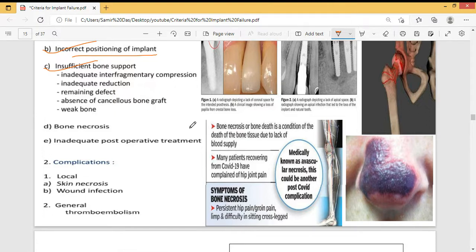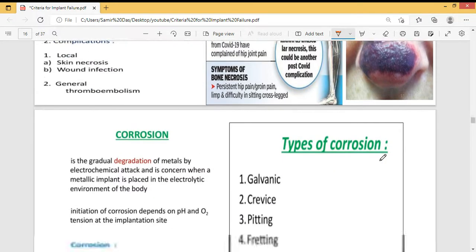Bone necrosis, or bone death, is the condition of the bone when the bone tissue dies due to lack of blood supply. Ultimately it can lead to bone cancer as well. Patients of COVID-19 are also prone to this kind of bone necrosis. As the blood supply stops, the upper layer of skin looks dark.